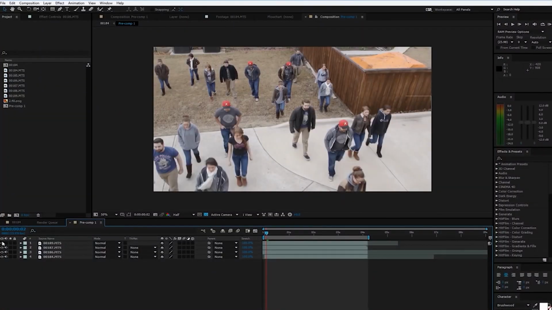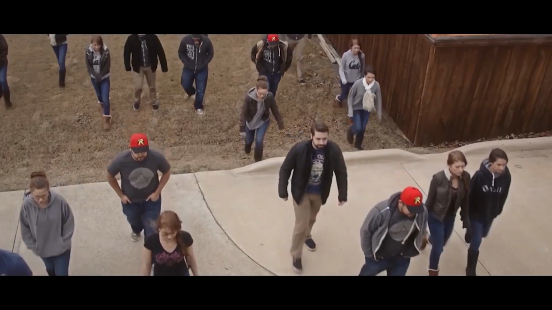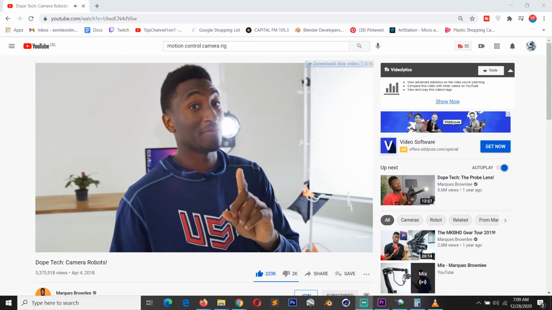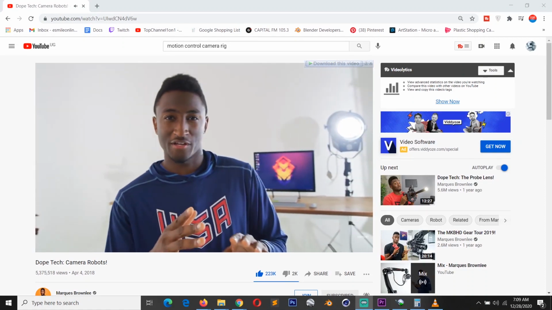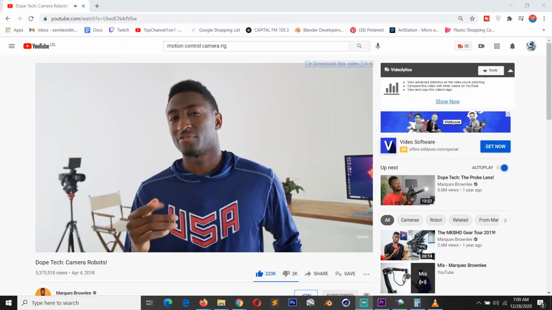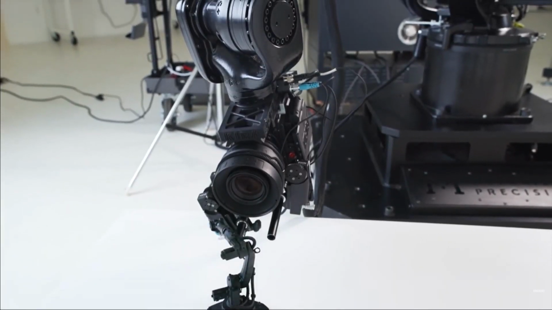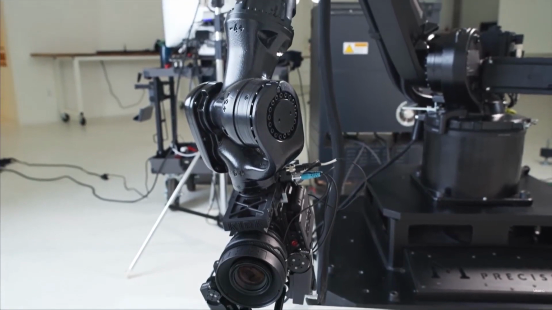When your script requires the camera to be moving, then this technique becomes a bit more expensive, as you now have to invest in a motion control rig. This is a metallic arm or robot that can repeat any movements you instruct it to do over and over for as many times as you want with absolute precision. It's the equivalent of locking the camera down to avoid perspective shift.